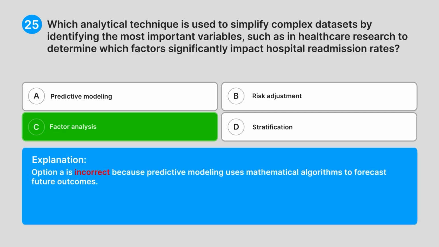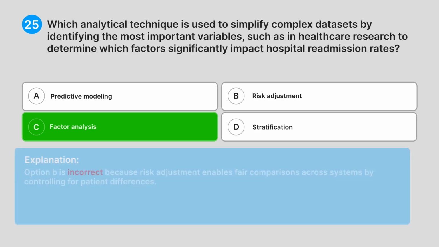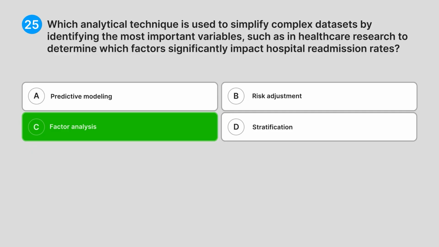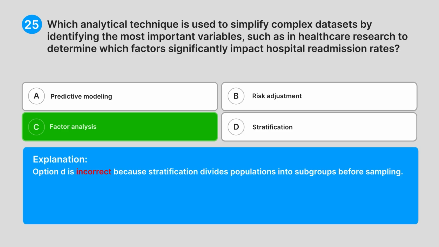Option A is incorrect because predictive modelling uses mathematical algorithms to forecast future outcomes. Option B is incorrect because risk adjustment enables fair comparisons across systems by controlling for patient differences. Option D is incorrect because stratification divides populations into subgroups before sampling.